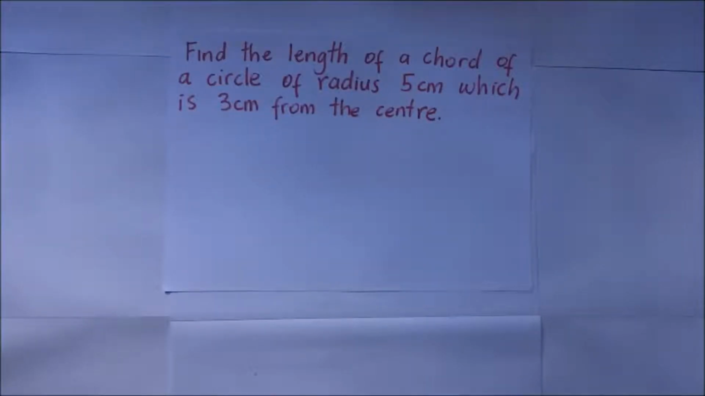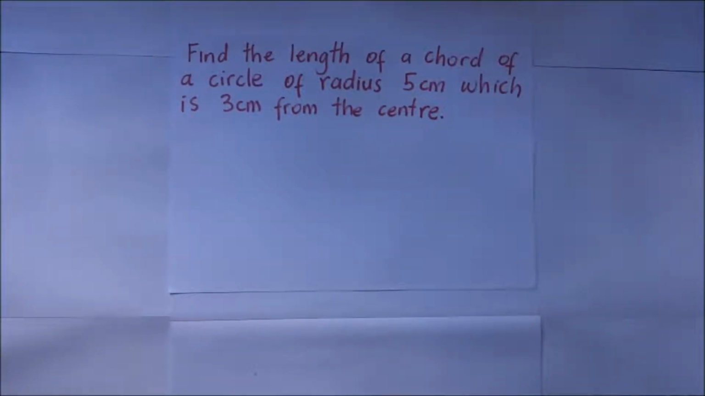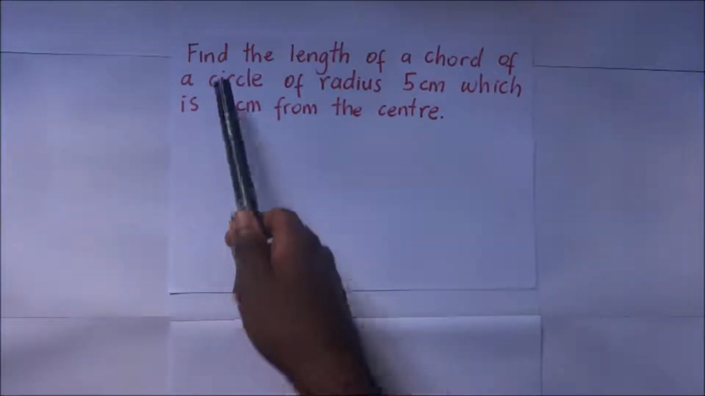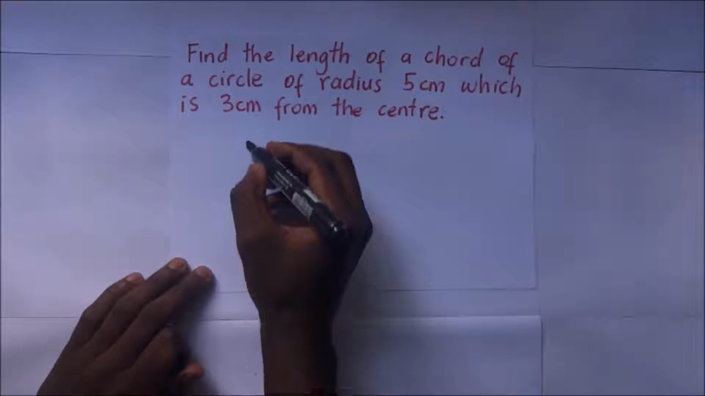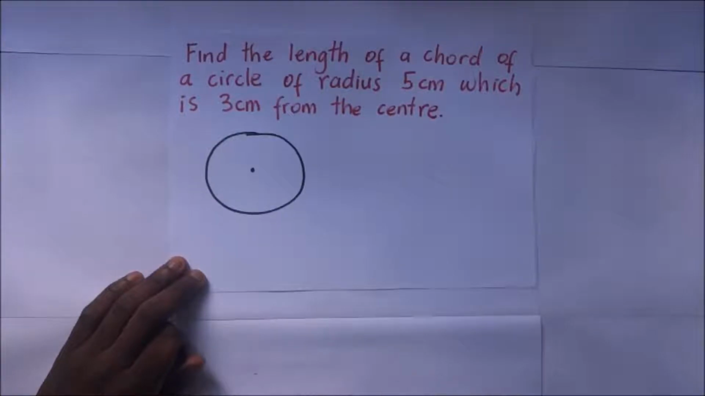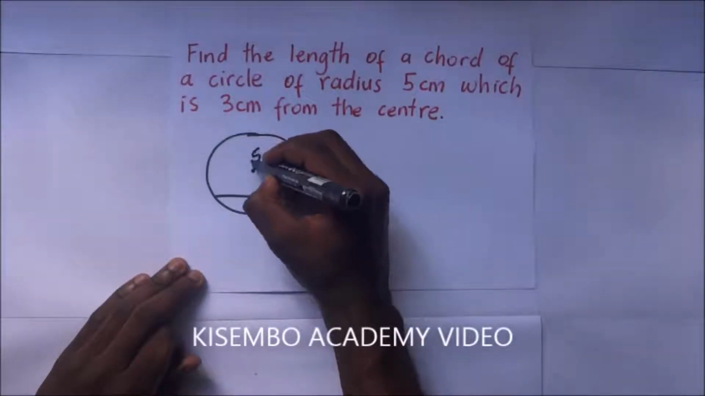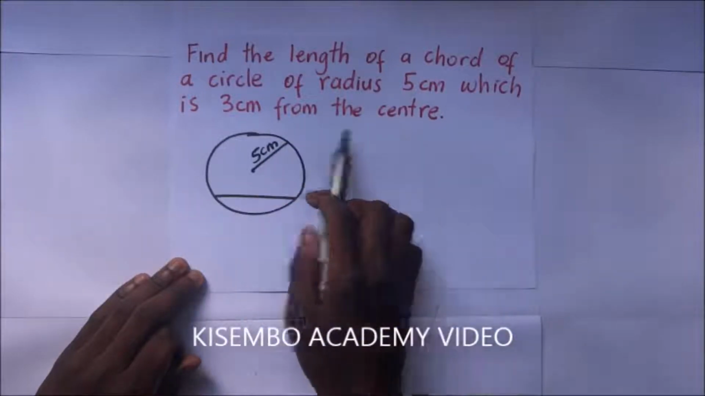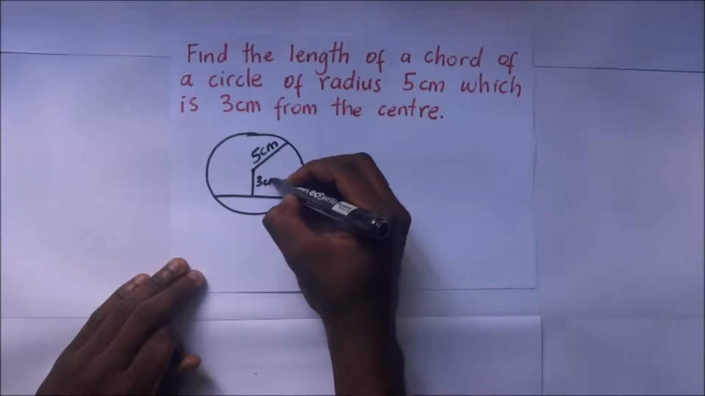So we'll work out this example. Now, as we are interpreting some of these numbers, we need to interpret them basing on these properties of chords we have explored. Find the length of the chord of a circle of radius 5 centimeters, which is 3 centimeters from the center. So we are having a circle like this with a center. And now they're asking us to find the length of the chord. Let's say this is the chord. They want the length of the chord of a circle whose radius is 5 centimeters. So the radius of the circle is 5 centimeters and it is 3 centimeters from the center. So the distance from here to there is 3 centimeters.